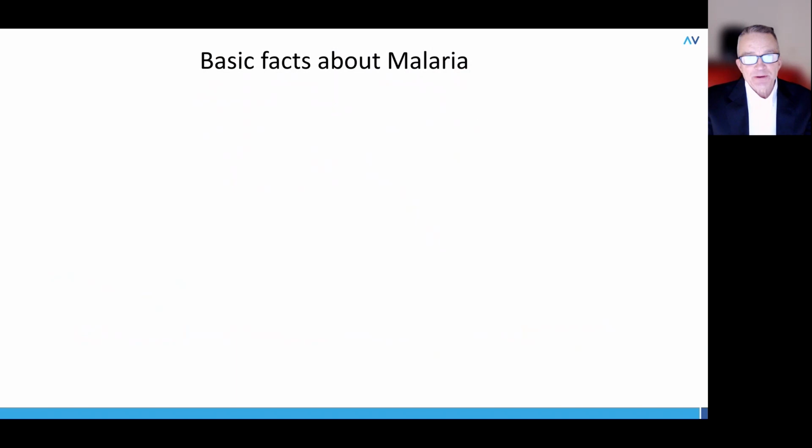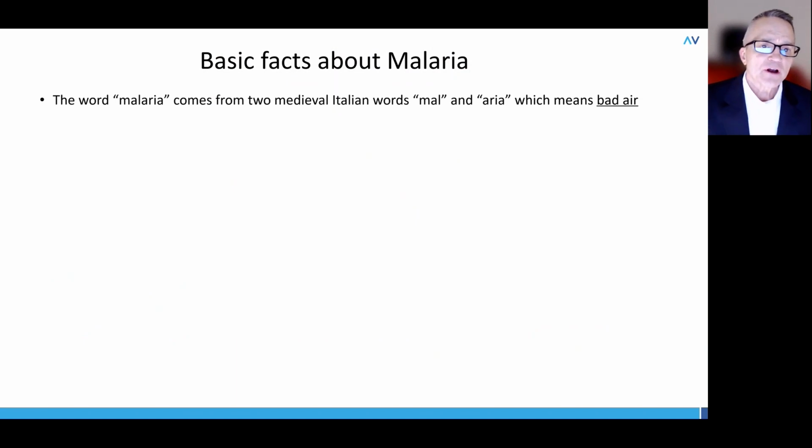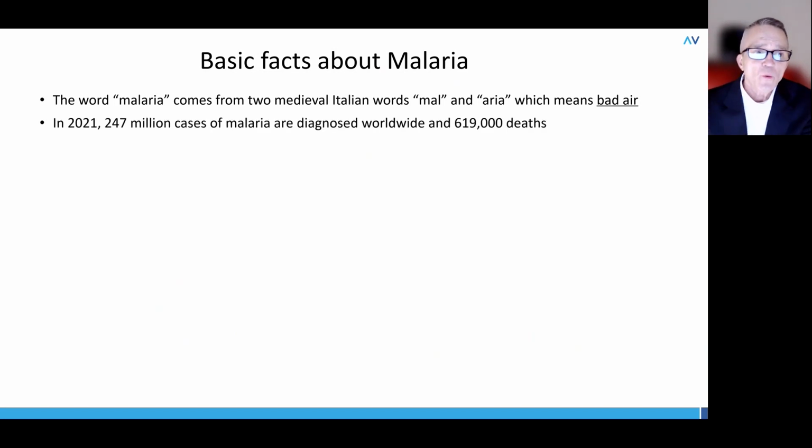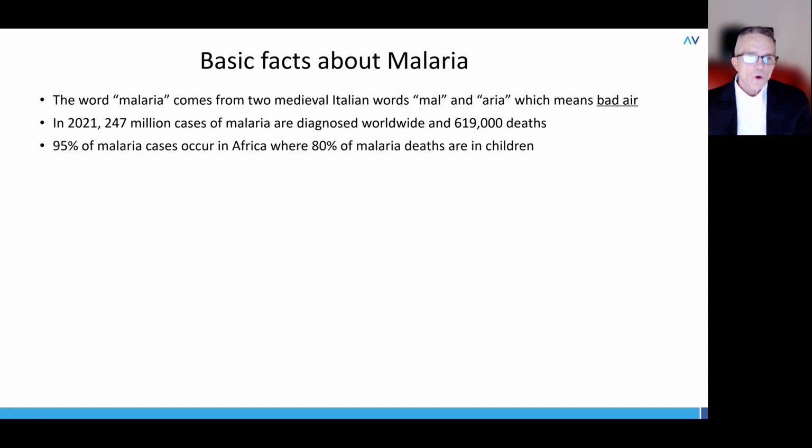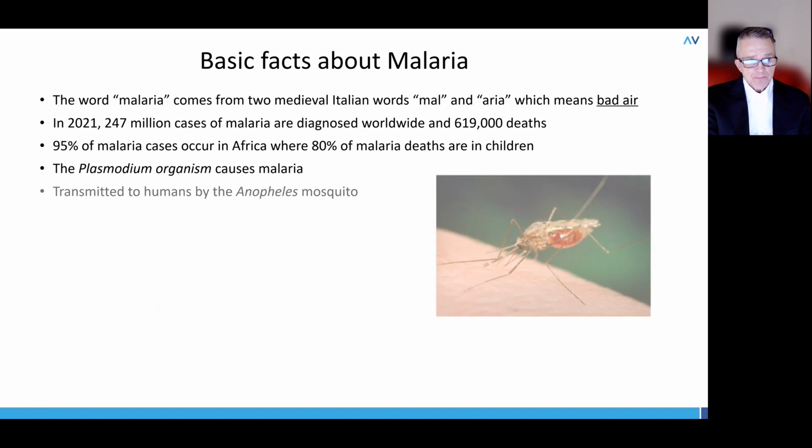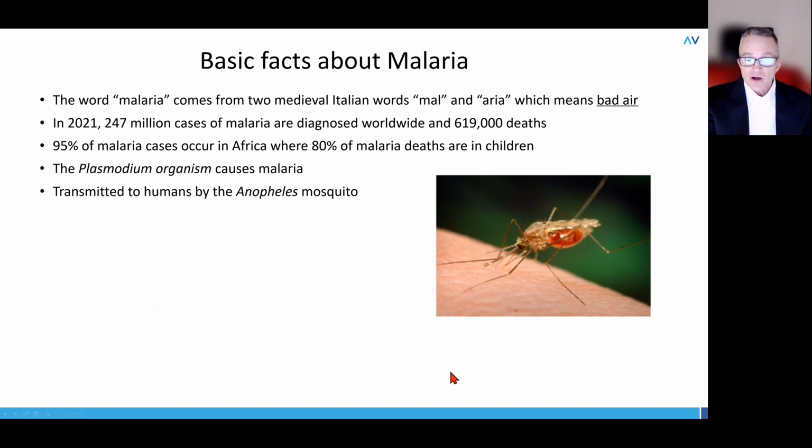The basic facts, in case it's been a while since you've looked at it: the word malaria comes from Italian words meaning mal aria, which means bad air. In 2021, there were 247 million cases of malaria globally and 619,000 deaths. 95% of the world's malaria cases occur in Africa, and in Africa, 80% of the malaria deaths are in children. The Plasmodium organism causes malaria. It's transmitted to humans by the Anopheles mosquito.